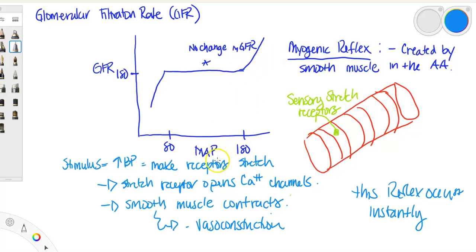So if increased blood pressure would increase GFR, letting less blood in there helps to keep it down, to keep it right here, to maintain that. Okay, now that's the instant way that this happens. Okay, there's another way that this happens, and it's going to involve the juxtaglomerular apparatus.